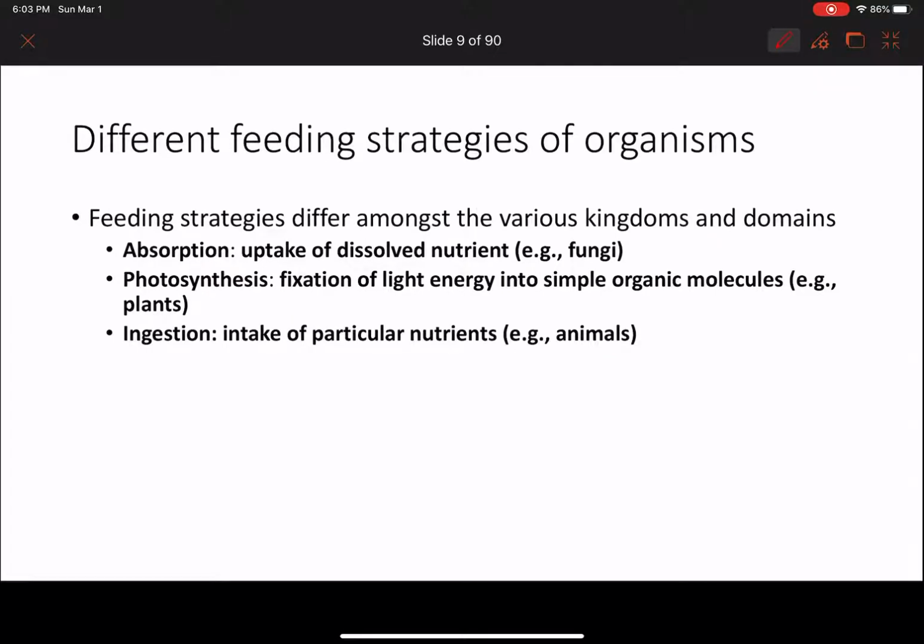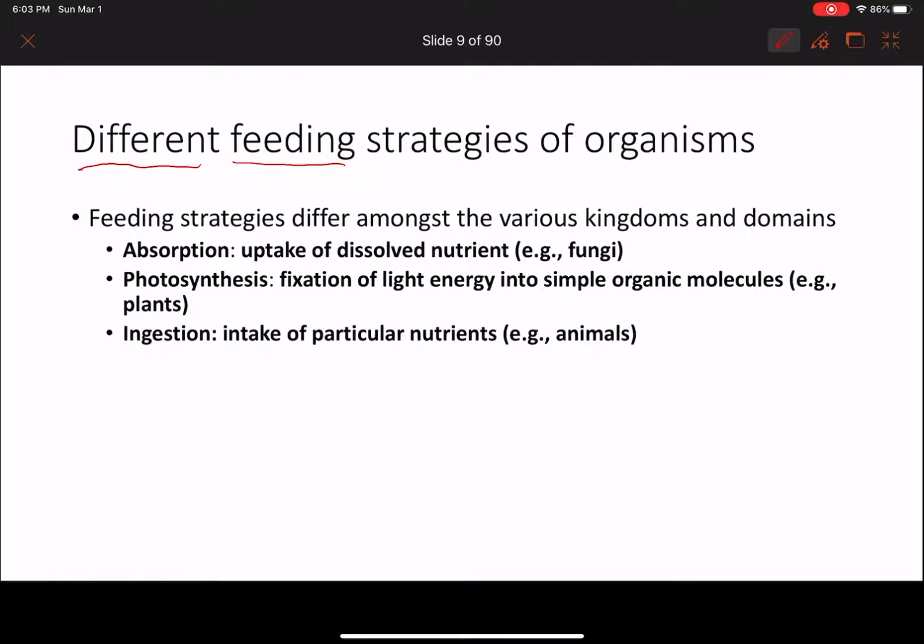Now, we will study each one of the types of microorganisms that you might see in water, air, or soil. Remember, every microorganism has a different feeding strategy. They eat differently.